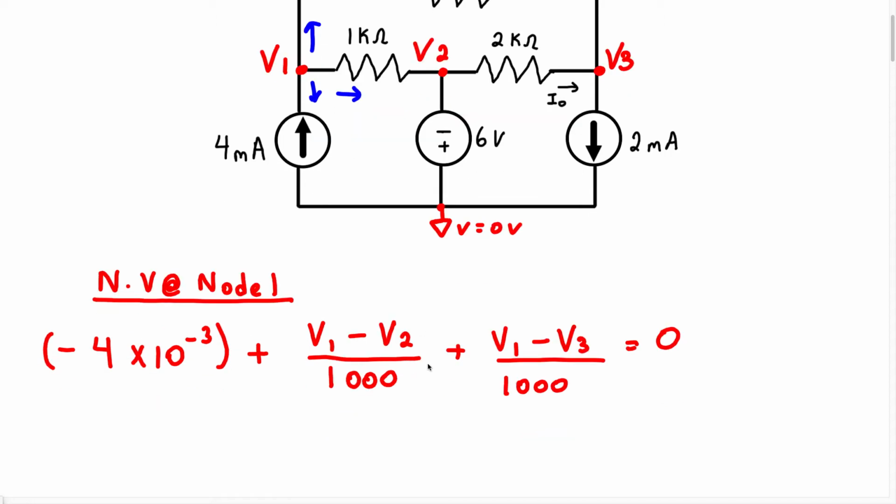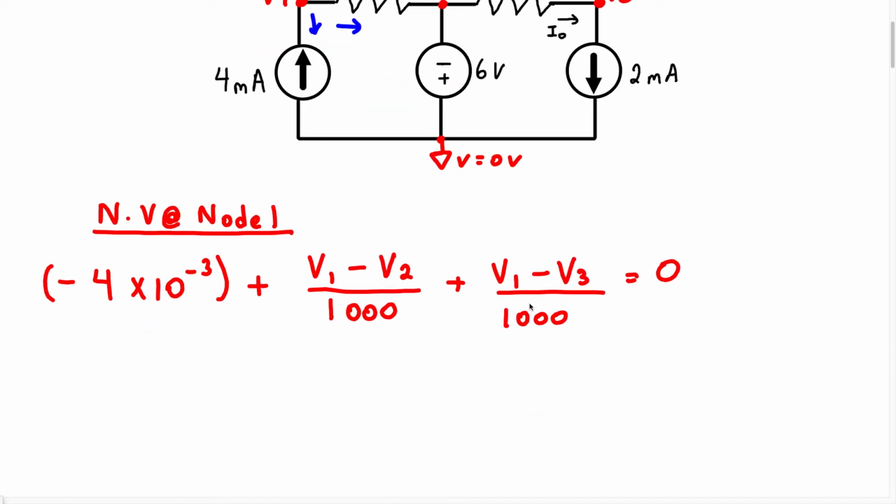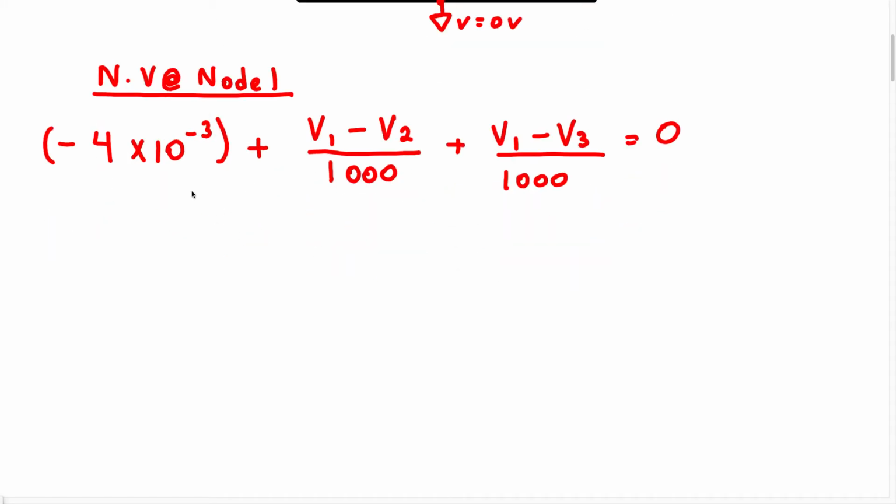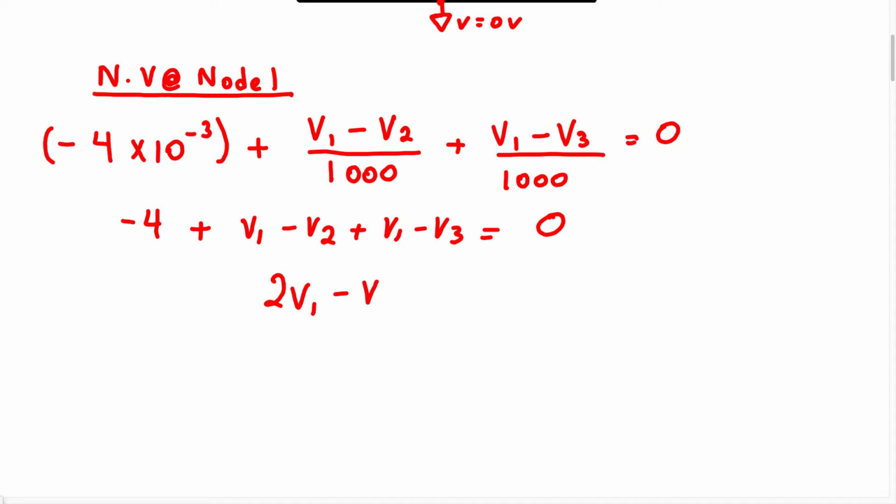Right? So when we start to simplify this now, we know the LCD is going to be 1000. So we're going to multiply each term by 1000 to get rid of the denominator. When we multiply the first term by 1000, we're going to get negative 4 plus V1 minus V2 plus V1 minus V3, and all of that equals 0. So when we simplify this, we're going to get 2V1 minus V2 minus V3 equals 4. So this is equation 1.